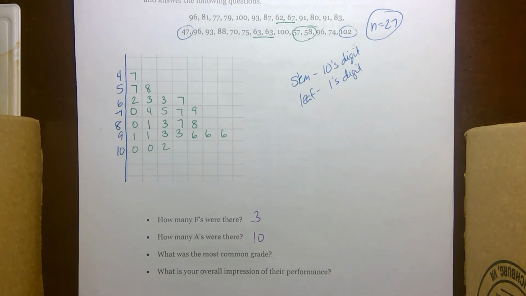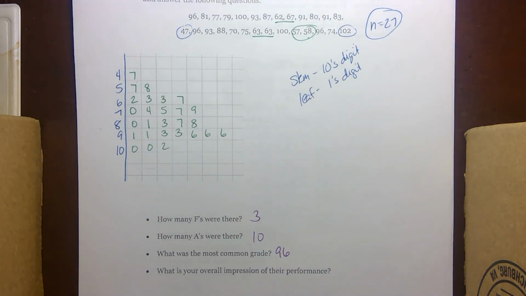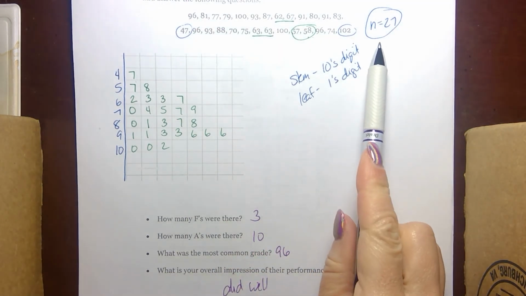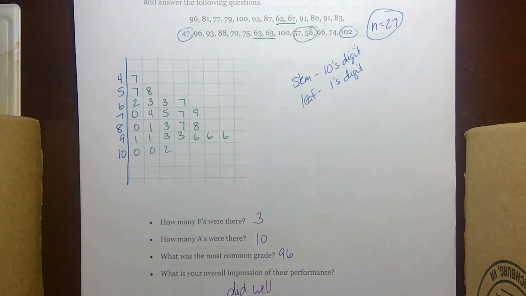What's the most common grade? Well, the most common individual grade is a 96 because I have 3 96s. The most common group of grades are my 90s. What's your overall impression of the class's performance? Overall, they did well on the test. Only 3 out of the 27 students failed the test, and I had 10 A's, so that's excellent. Almost more than a third of them made A's on the test, so they did well.